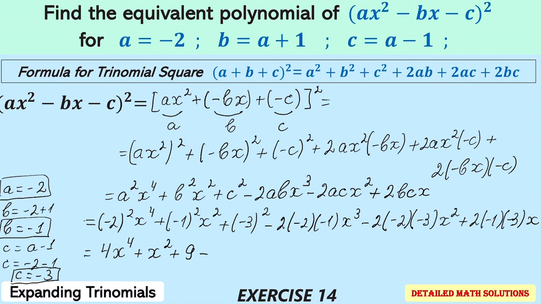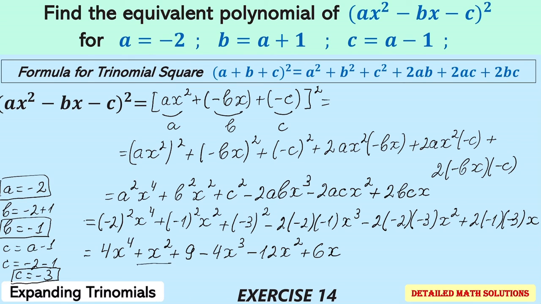minus 4x³ minus 12x² plus 6x. As a last step, I need to add all like terms.